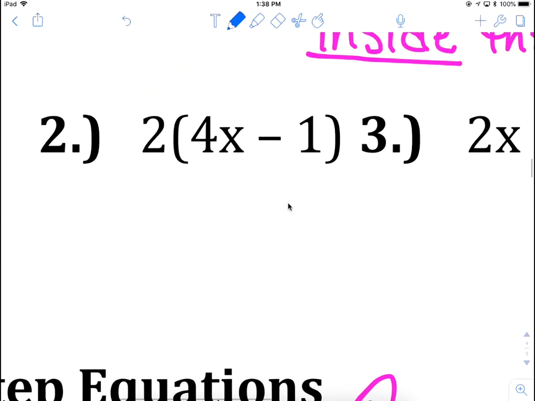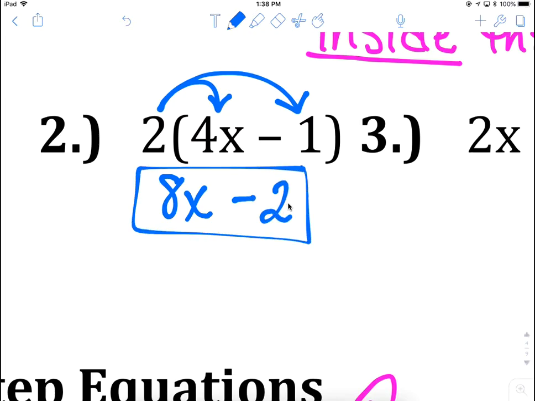So the same thing for number 2. 2 times 4x, 2 times 4 makes 8. We only have 1x. Distribute to the second term. 2 times a negative 1 would make a negative 2. That's my final answer.